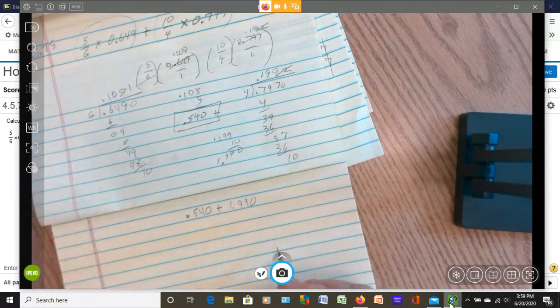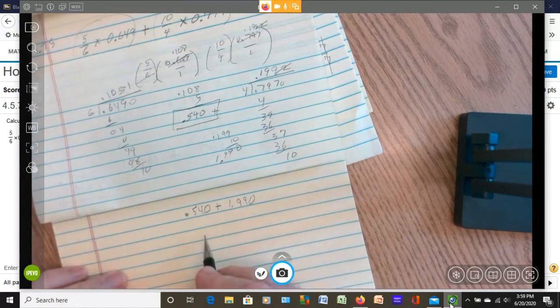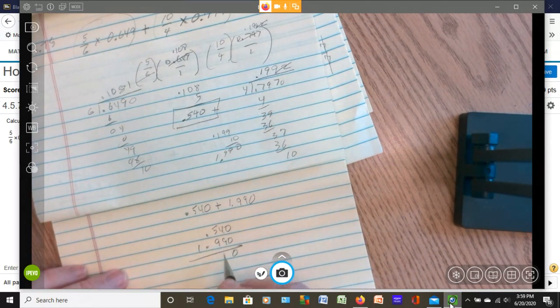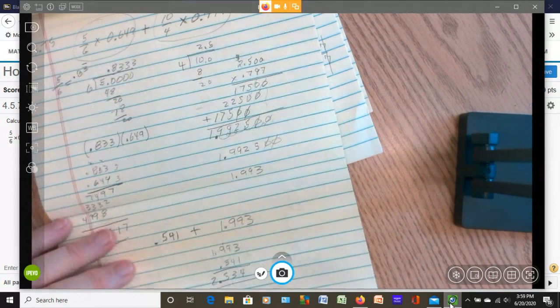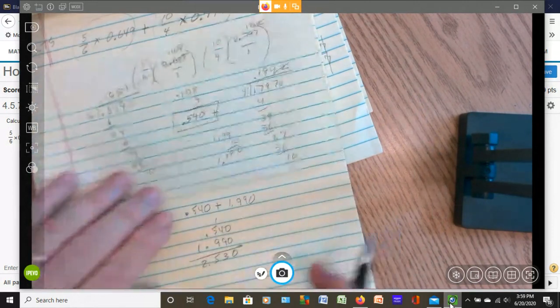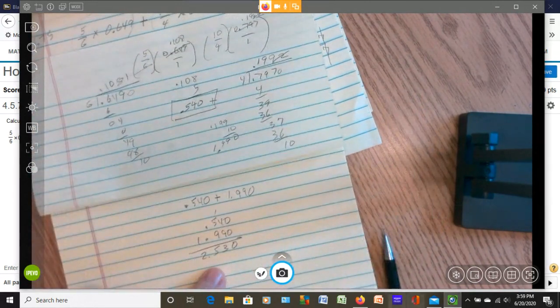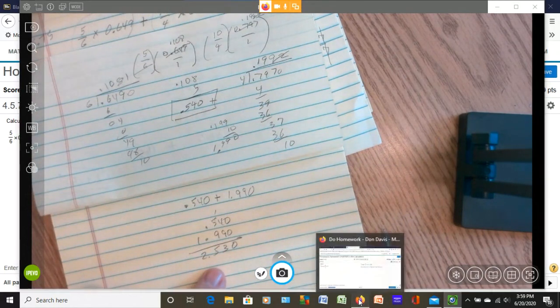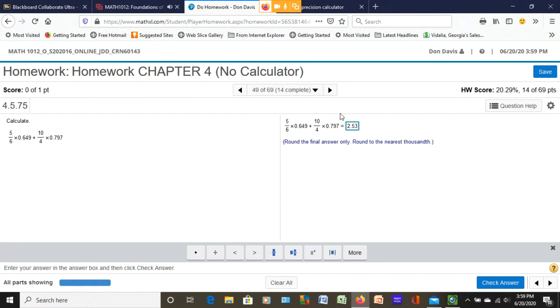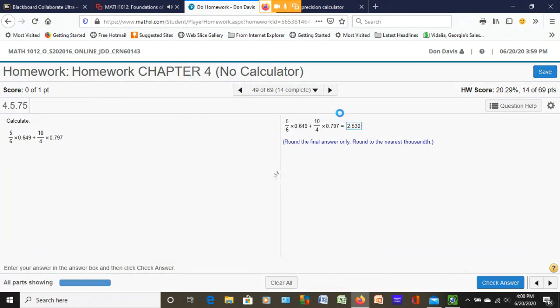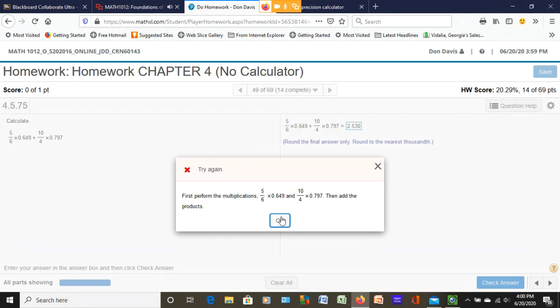I'm going to try that. I'm a little iffy on this even. 0.540, 1.990. Let's see if it'll work. Okay, so we got 2.530, and before we had 2.534. Okay, 2.530. Let's try that answer. You ready? Didn't like that either.